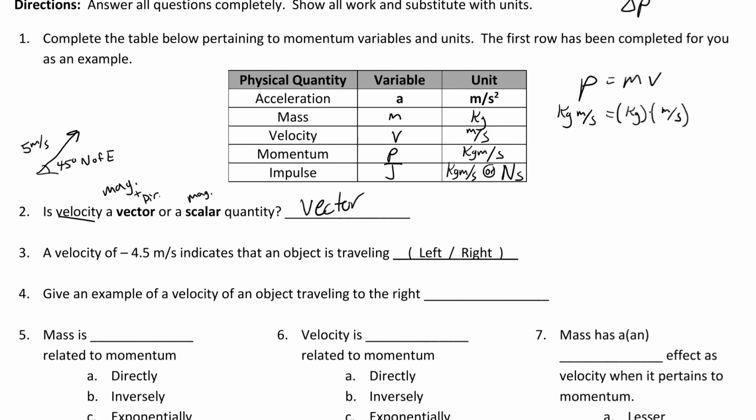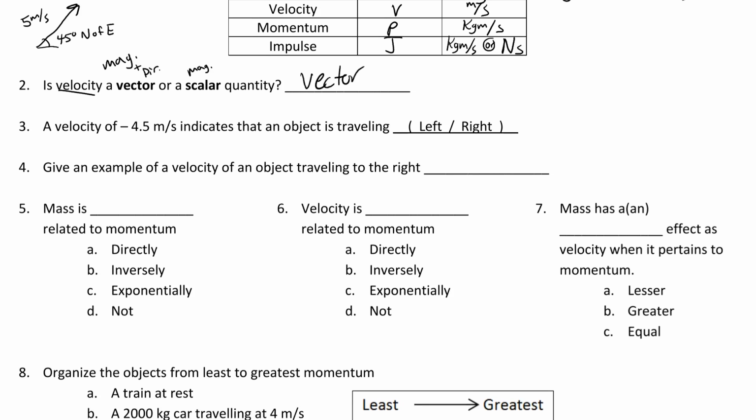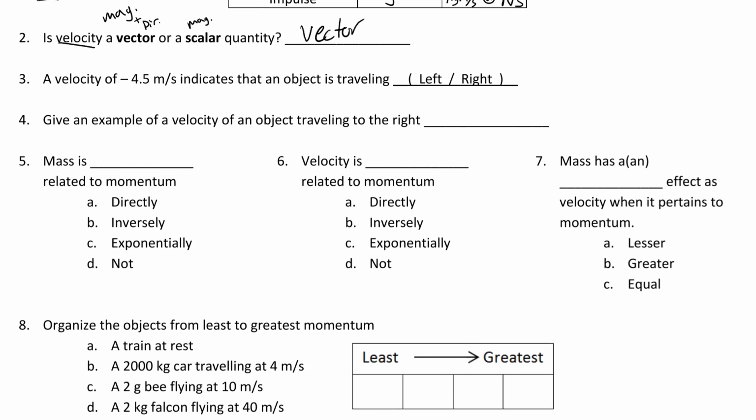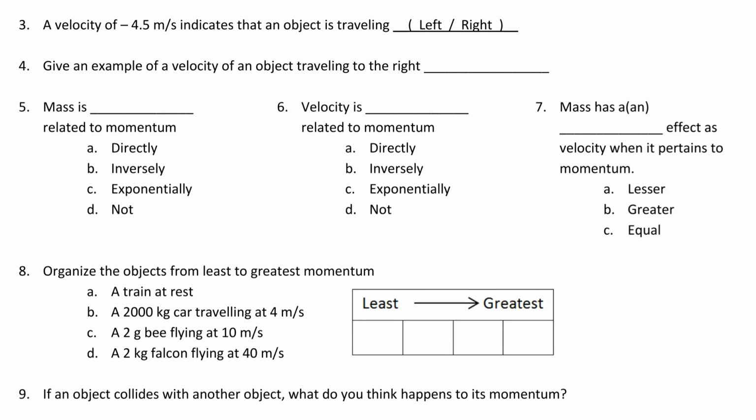You should know that this is kind of just review. You could skip ahead in the video if you know all this stuff, obviously. Number 3, a velocity of negative 4.5 meters per second indicates that an object is traveling to the left. By convention, anytime we use a negative sign, we say to the left, or maybe it's going down, maybe it's going west, maybe it's going south. It's the negative direction, so it would be left. So keep it like that.